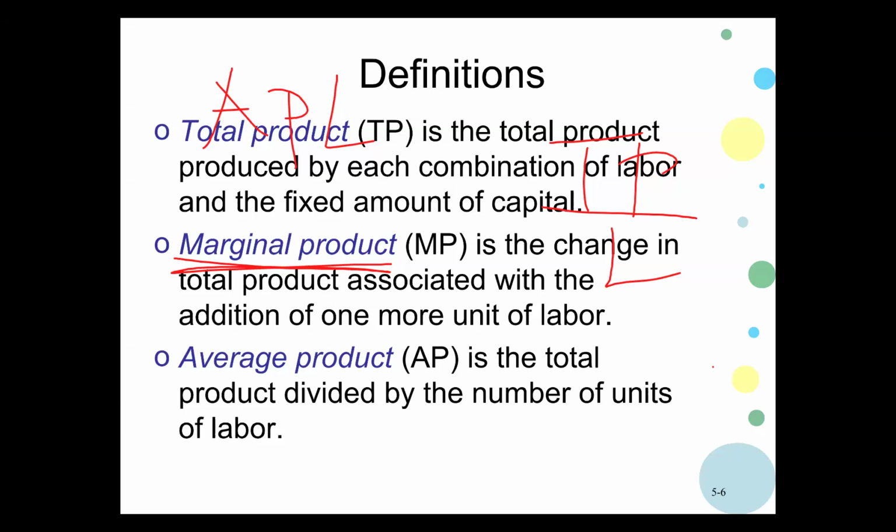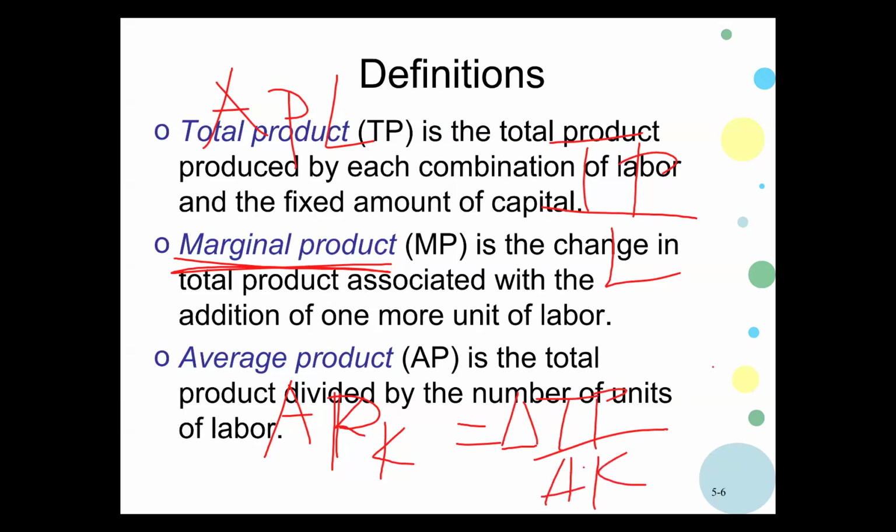We also have the average product of capital. This one is the total product divided by capital, that is, the output associated with the capital used. Basically, that is total product divided by capital. Okay.